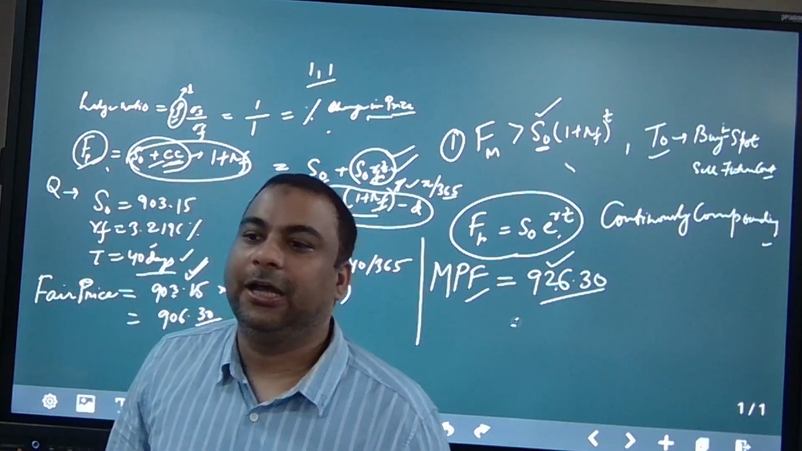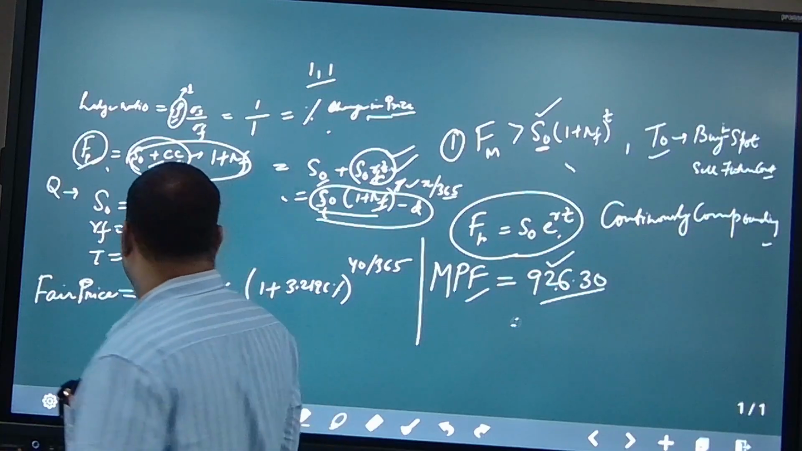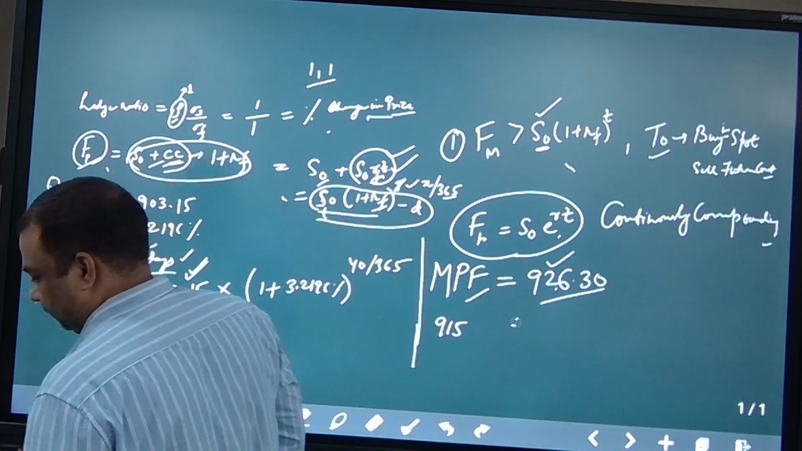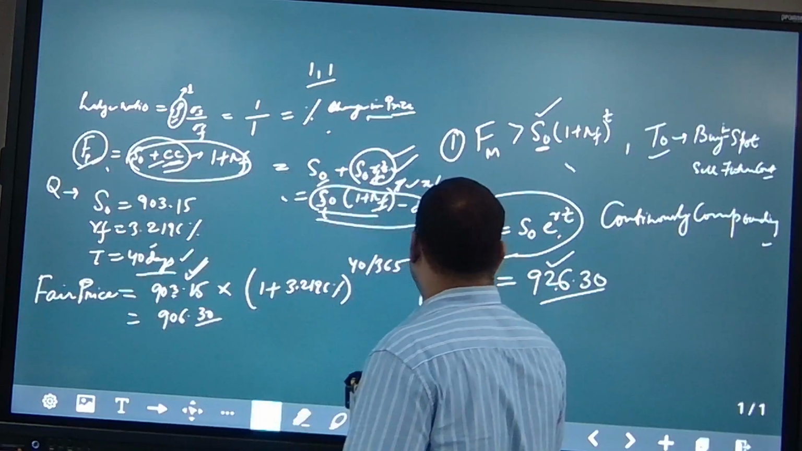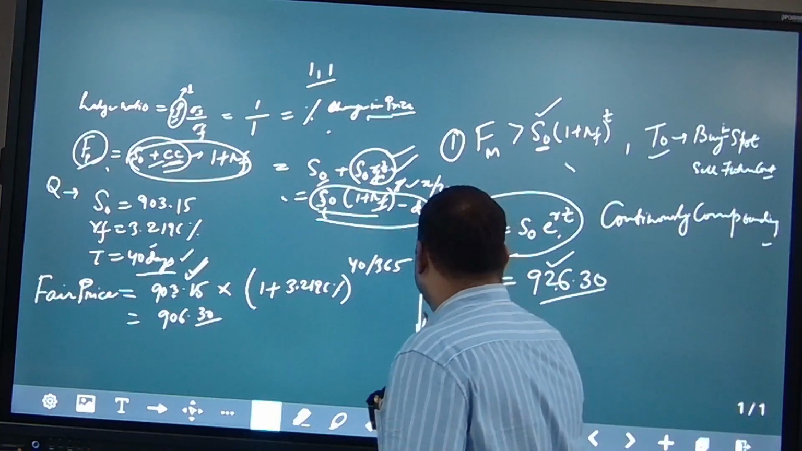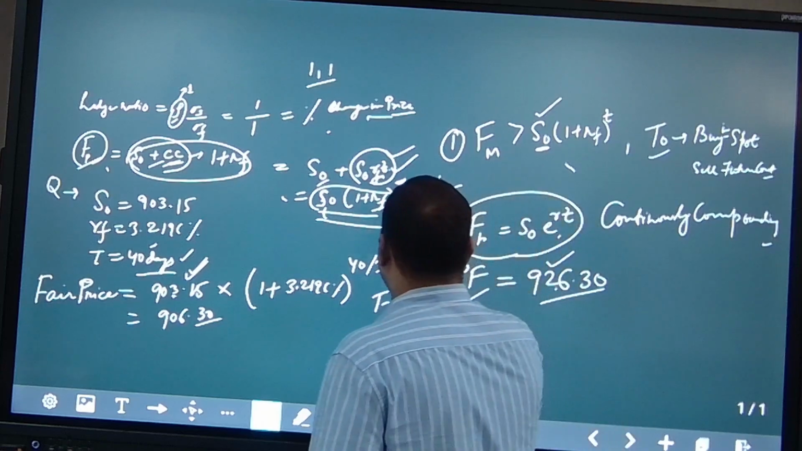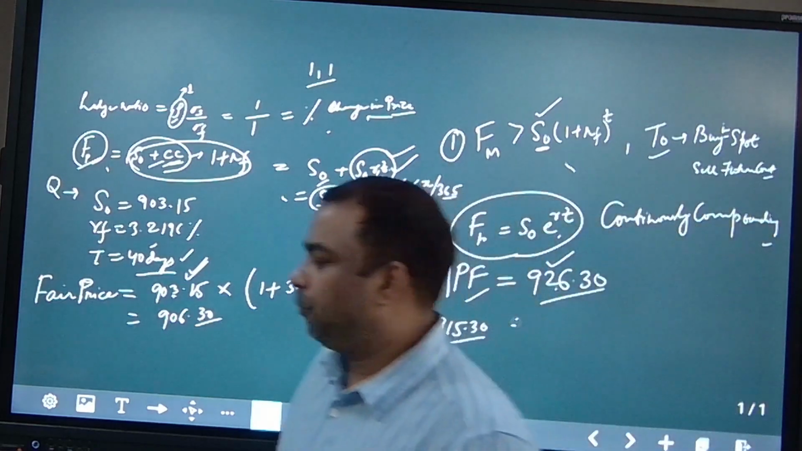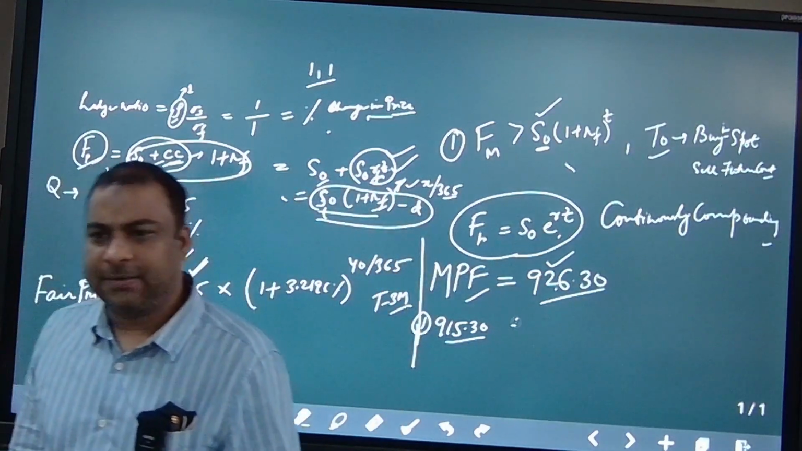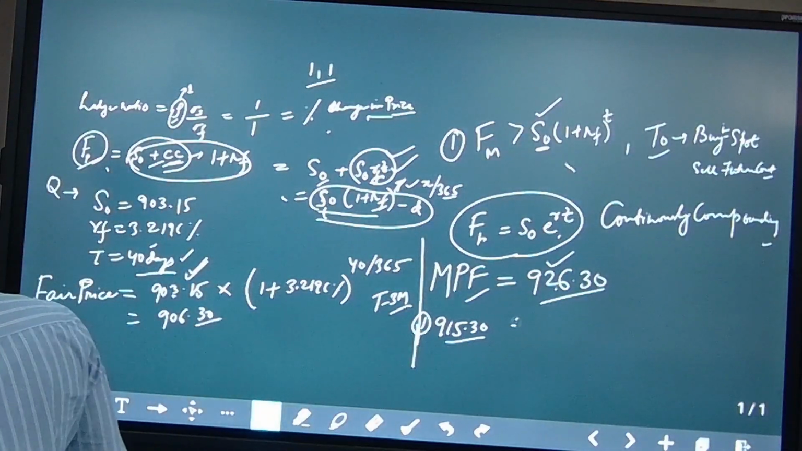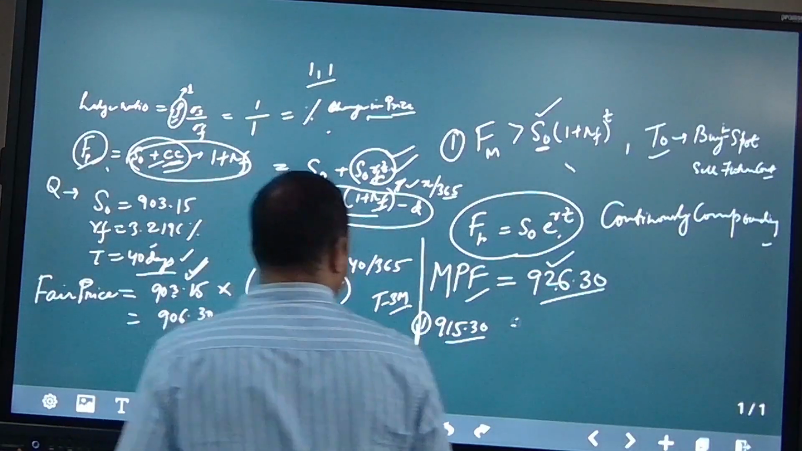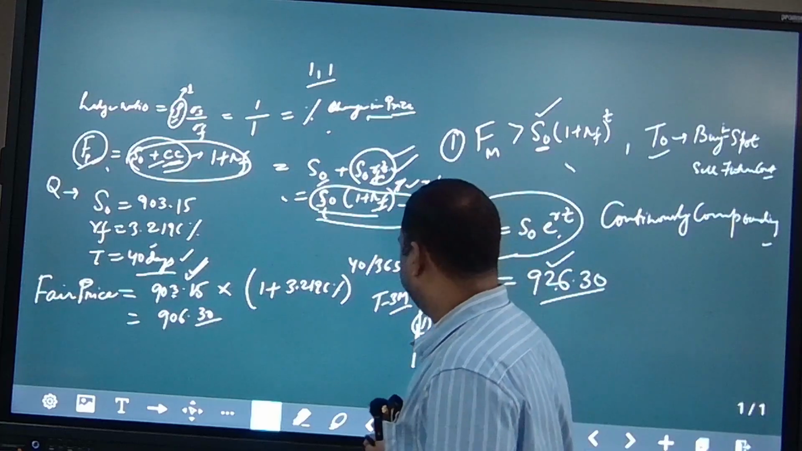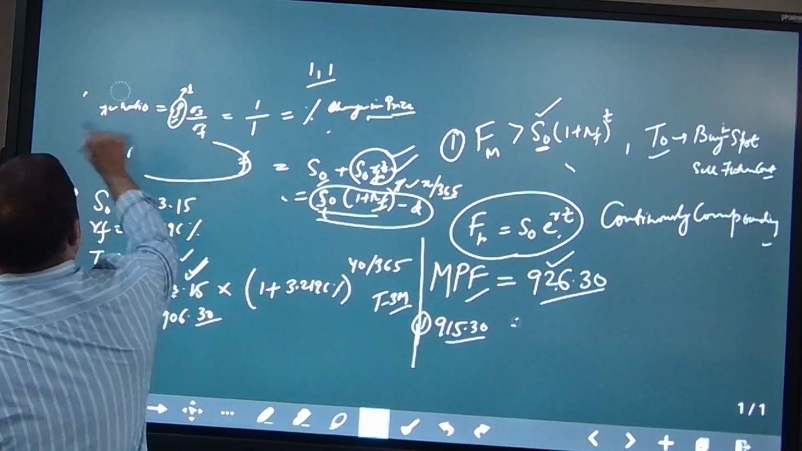You can take a theoretical future price. For example, if you take the future price 915.30, this is the first future price. For example, after 3 months, now calculate your profit. There is a simple profit here. What is the simple profit here? Tell me the simple profit.